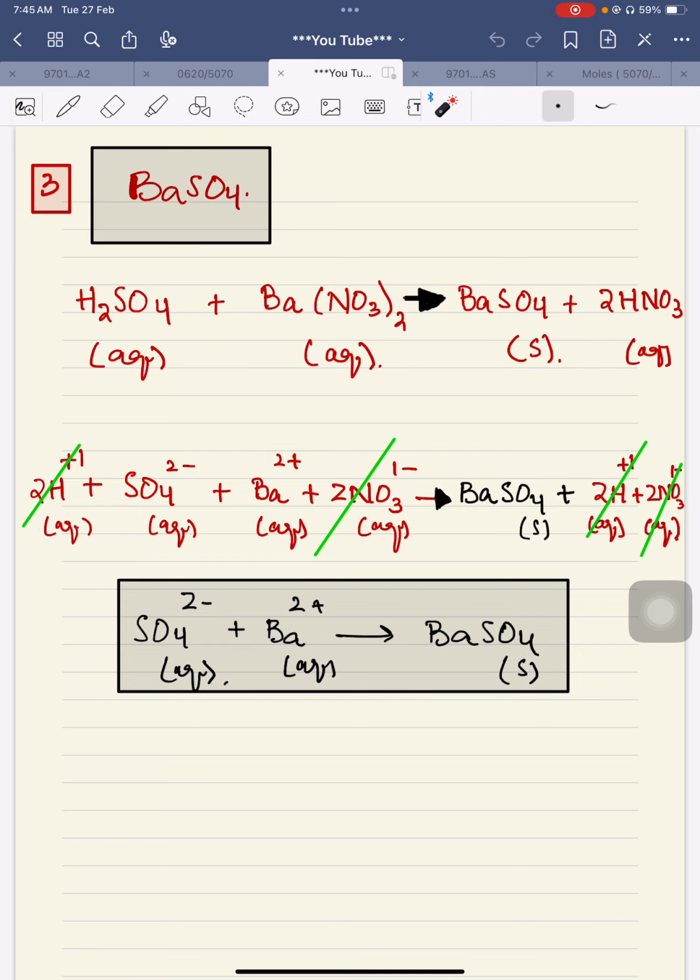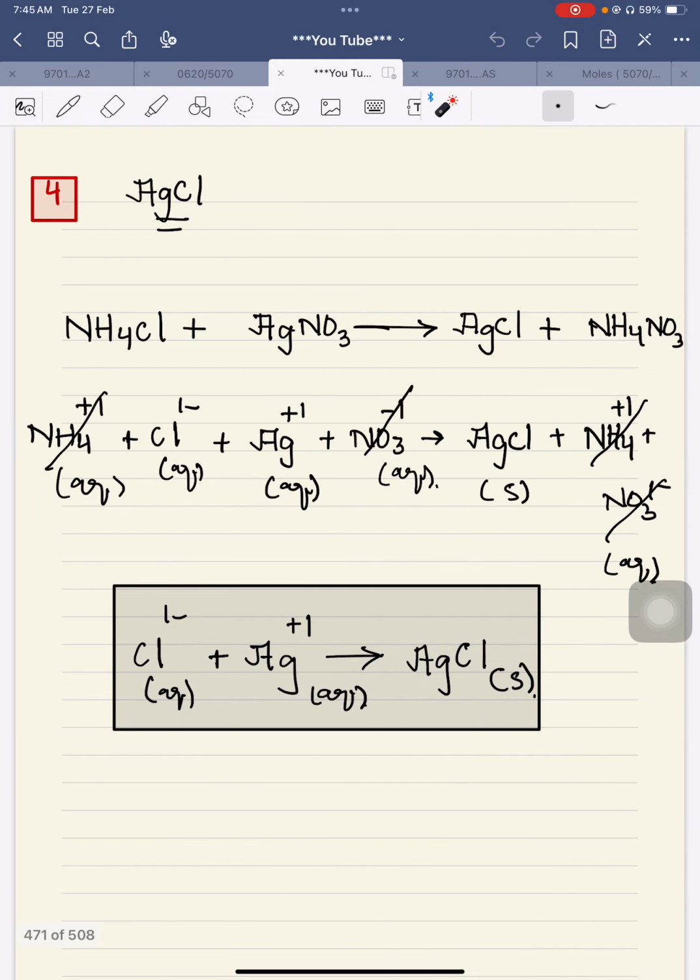Okay. Now we are on the fourth example. It is for AgCl formation. AgCl is also considered as insoluble. How do we know this? All chlorides are soluble except lead, silver, and mercury. So lead chloride, silver chloride, and mercury chloride are considered as insoluble.